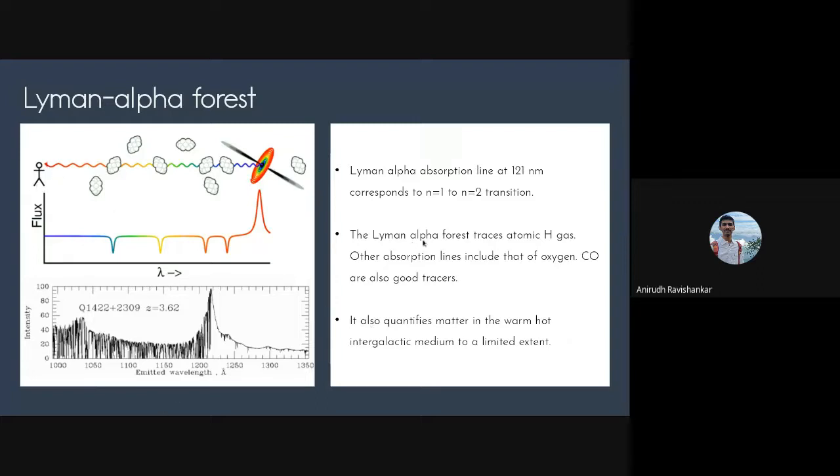The Lyman alpha forest basically traces atomic hydrogen gas, but we can use techniques like this to find other components as well. We can also use absorption lines of oxygen. One of the common ones is oxygen 6, and this absorption line is used in a similar fashion. So you have multiple absorption lines which are used as gas tracers, and this helps us in finding what the baryonic content is across the line of sight. It also quantifies matter in the warm hot intergalactic medium.